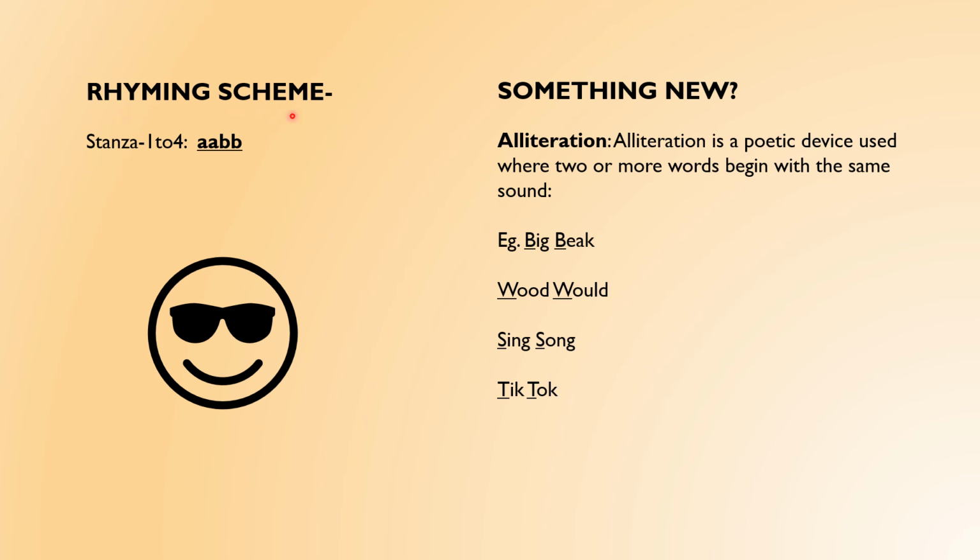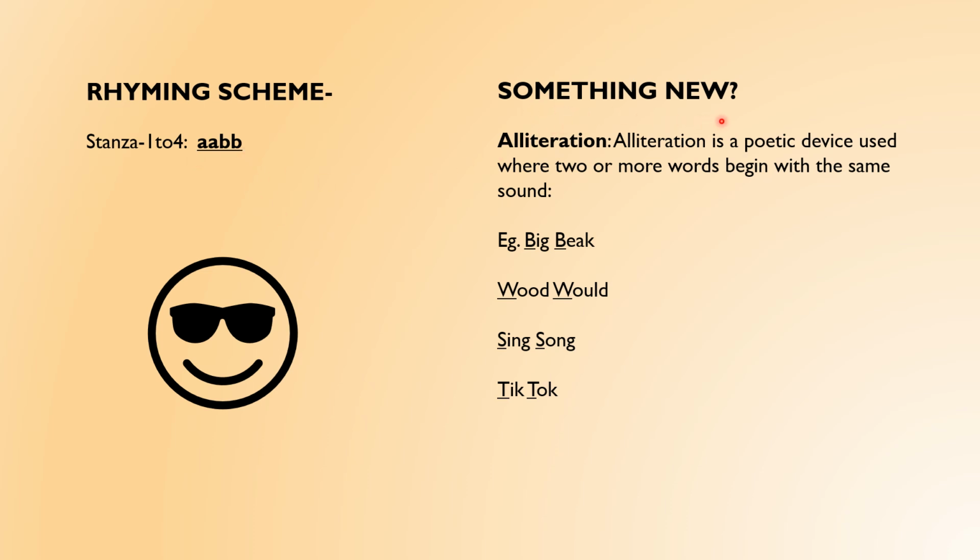Now, the rhyming scheme of the poem. Okay, the rhyming scheme of this poem is that in every stanza, stanza number 1, 2, 3 or 4, the same rhyming scheme has been followed. The rhyming scheme is A, B, B. If you want to learn how to form a rhyming scheme, you may watch my other video that explains how to form a rhyming scheme. In that video I have explained thoroughly how we can form a rhyming scheme. So you may refer to that video, and then you would be able to identify how this rhyming scheme is there in this poem.